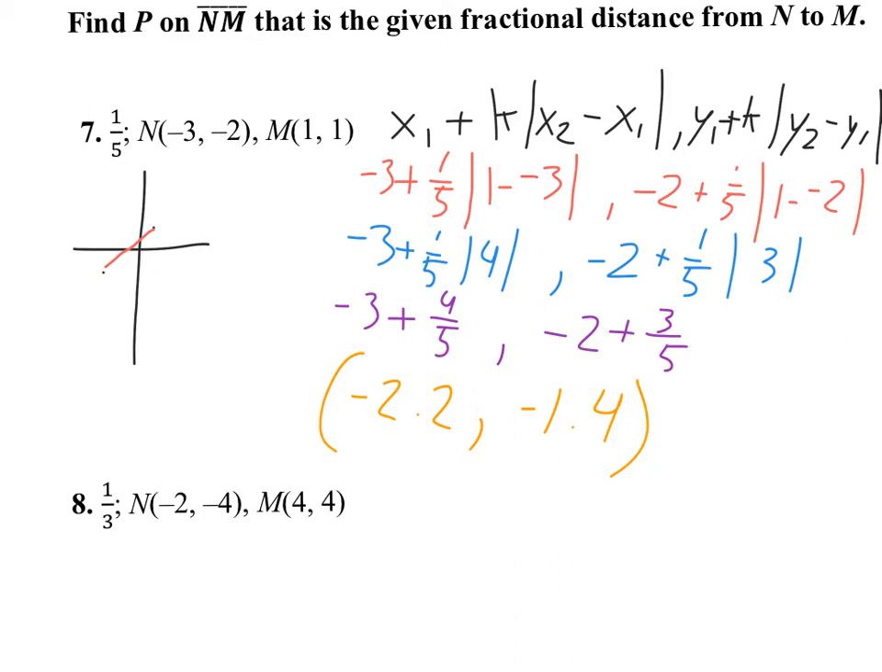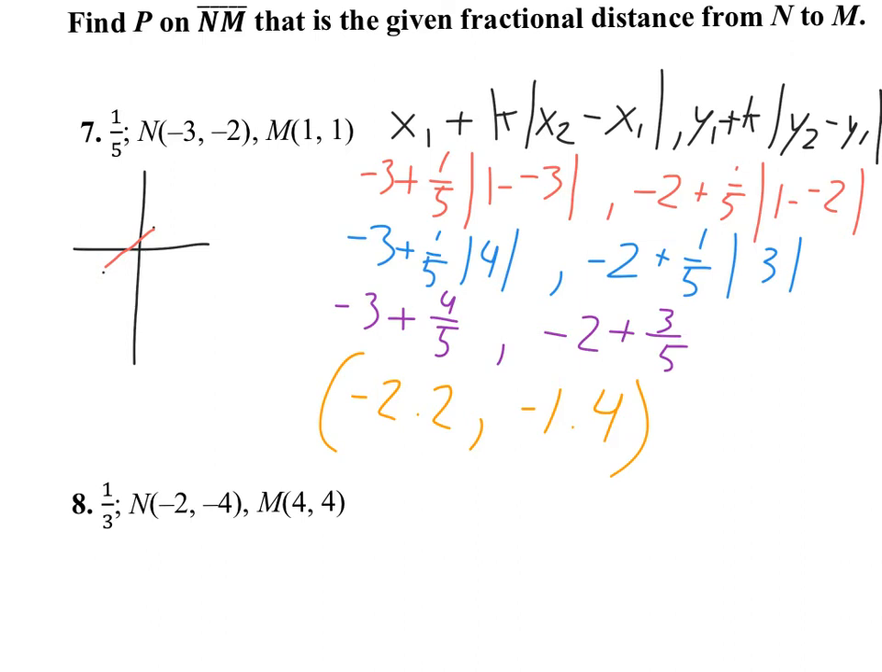Now, folks, I didn't want to convert the whole numbers into fractions, so I just plugged this into the basic calculator that you should have access to on your practice assignments. It gave me decimal points, and that's okay for what we're doing here. Such that the point that is 1/5 the distance between N and M is -2.2, comma, -1.4.